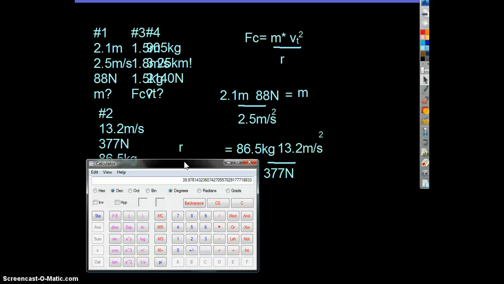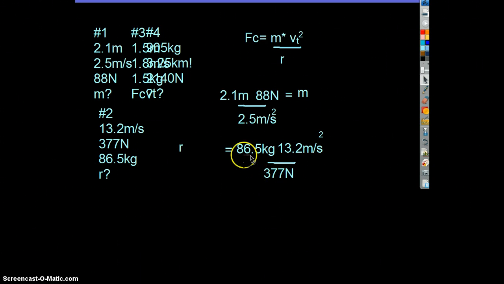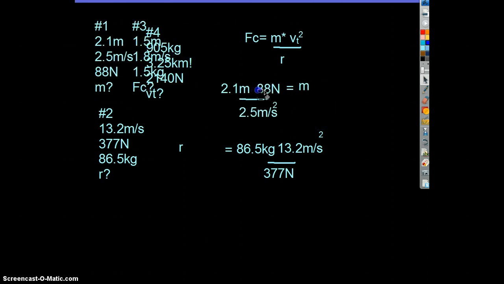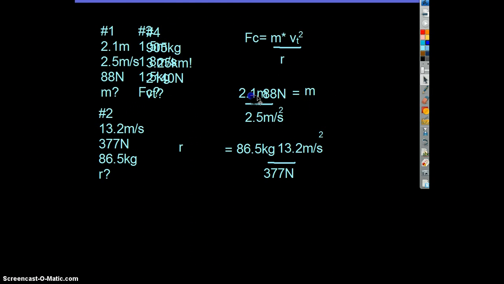And according to my calculator, it says 39.978, well, 40. 40 is the radius, and the book agrees with 40 meters for the radius. Again, if you have questions, talk amongst yourselves. Someone in the room should be able to help you out if you have a question.